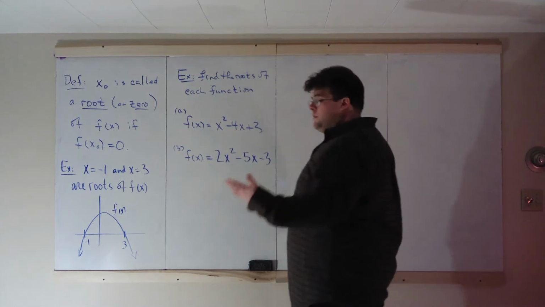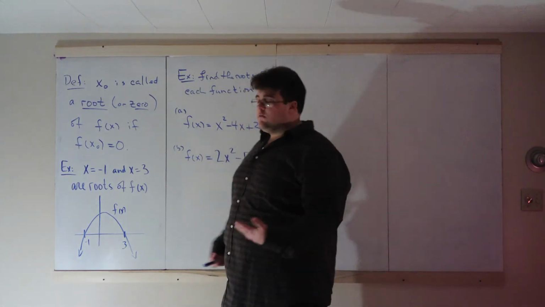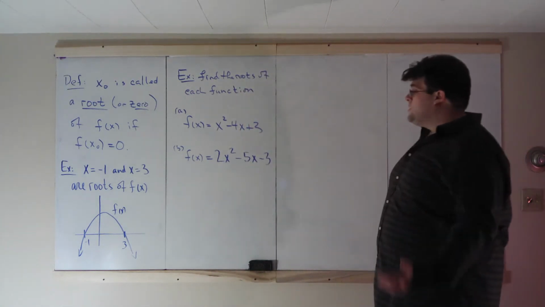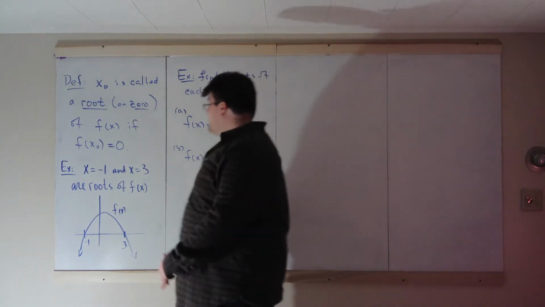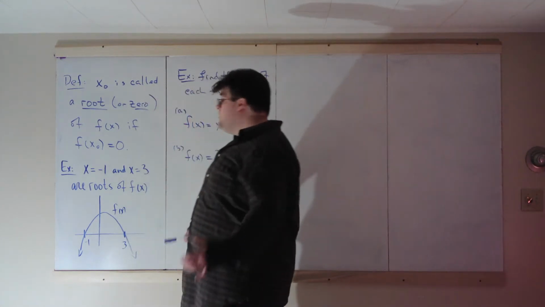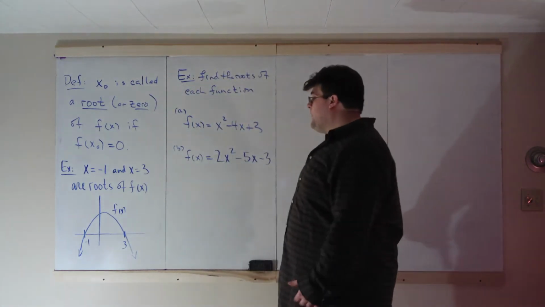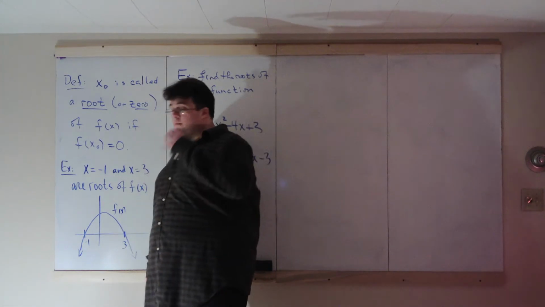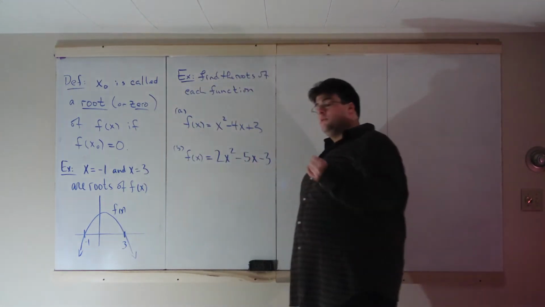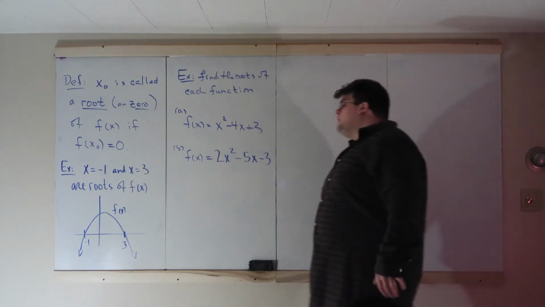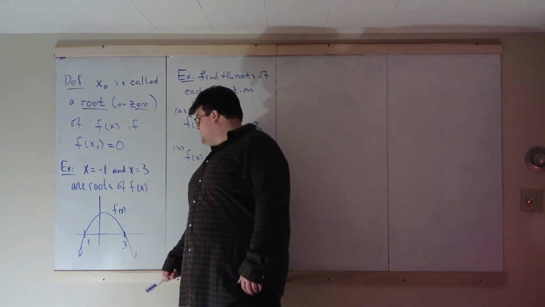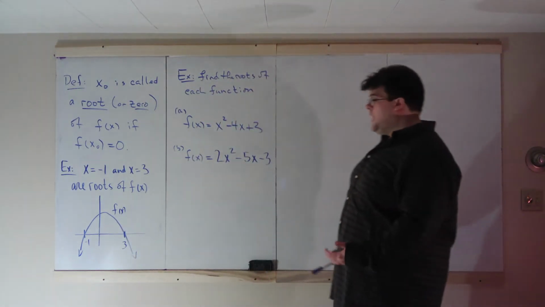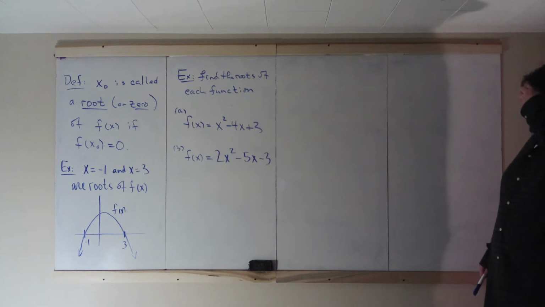So we can look at the sketch of a function like this and find the roots, especially if the points are labeled conveniently like that. In this sketch here, x equals negative 1 and x equals 3 are both roots of this given function, because at x equals 3, the y value is 0. At x equals negative 1, the y value is 0. You can also see that as the x values at which the function intersects the x-axis. That's equivalent.